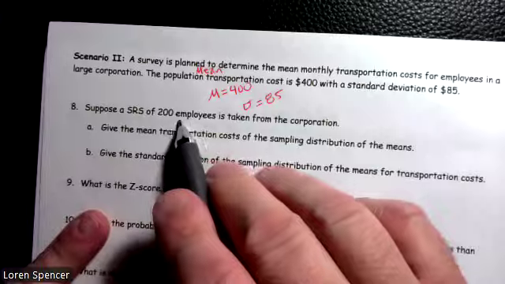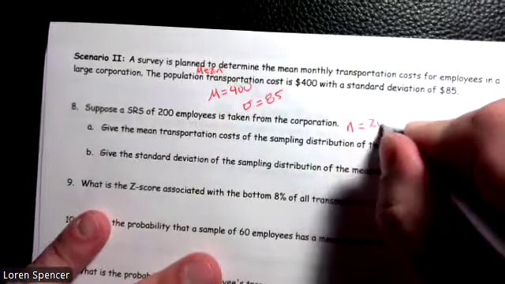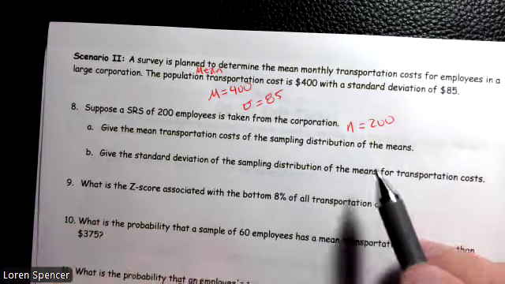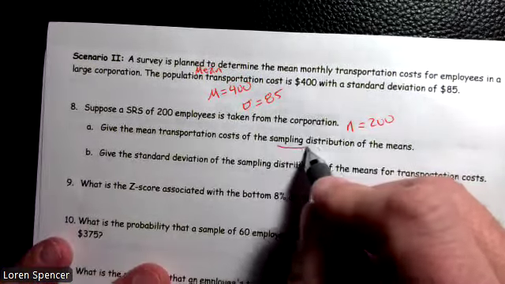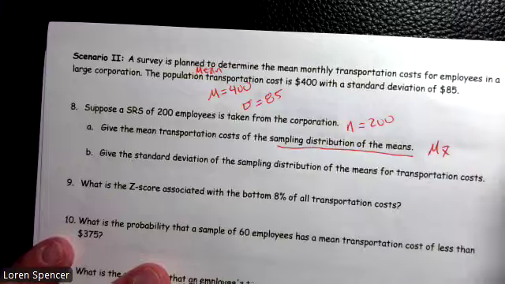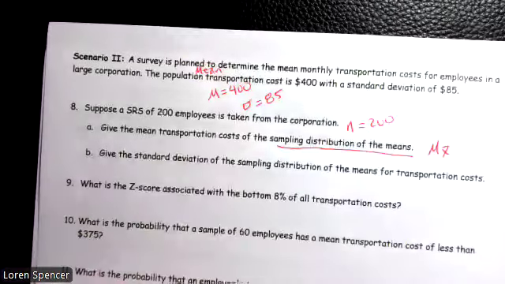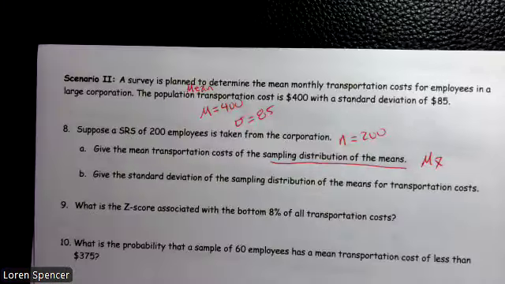Suppose a simple random sample of 200 employees is taken. So, okay, we have n equal to 200. Give the mean transportation cost of the sampling distribution of the means. All right, so we're looking for the mean of X bar. Well, the nice thing about the mean is the mean is the mean. So we really don't have a whole lot of work to do on this one.